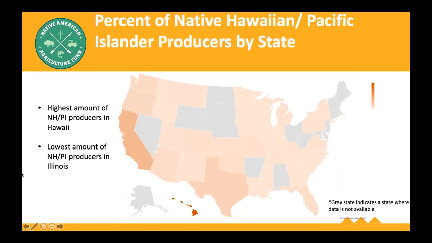And finally, this is looking into the percent of Native Hawaiian Pacific Islander producers by state. And just by looking here, we can see that Hawaii obviously has the highest amount and concentration, and Illinois actually has the lowest amount. But overall, it's important to note that these Native Hawaiian and Pacific Islander producers are spread out across the country and are not just concentrated in Hawaii. And the top three states are Hawaii, California, and Texas. And the bottom three states are Illinois, South Carolina, and Mississippi.